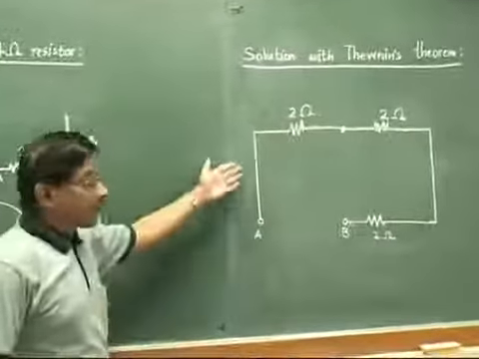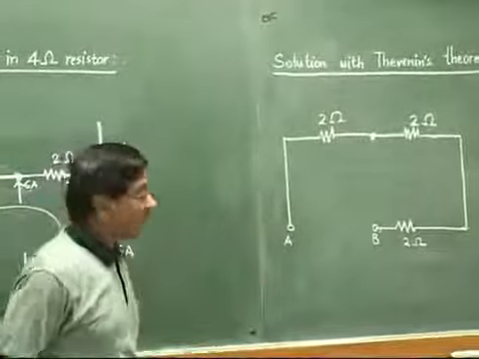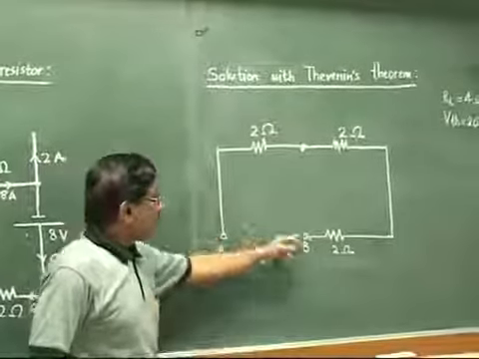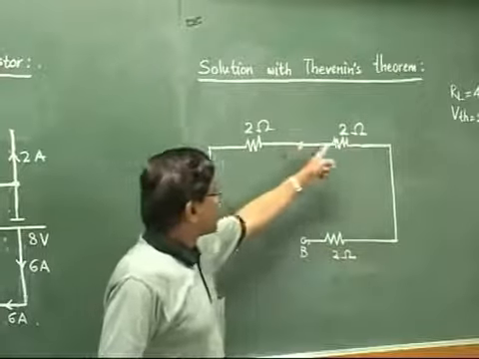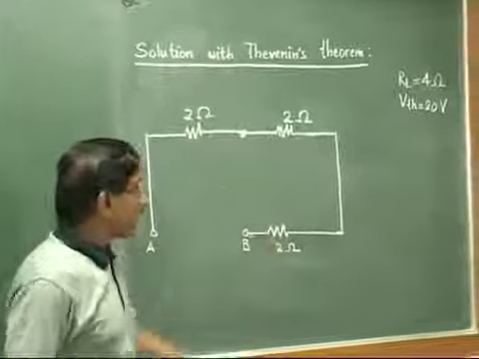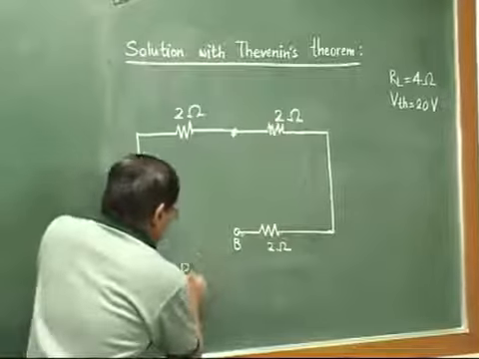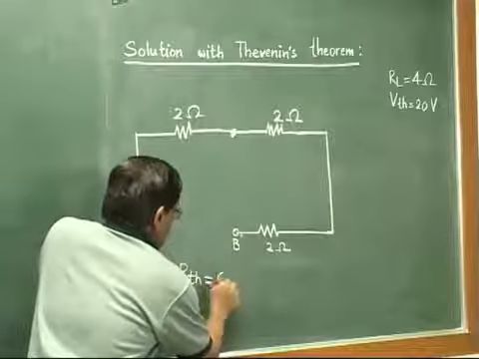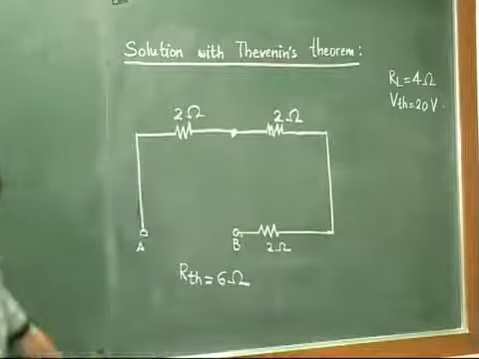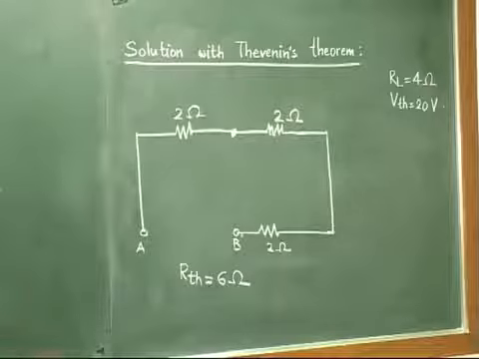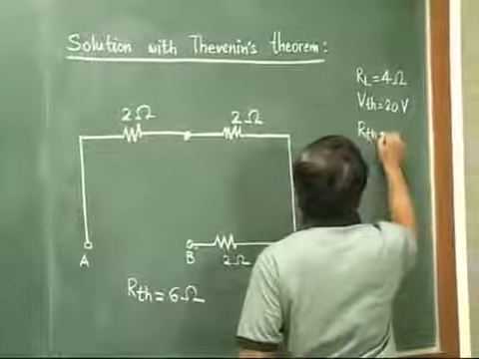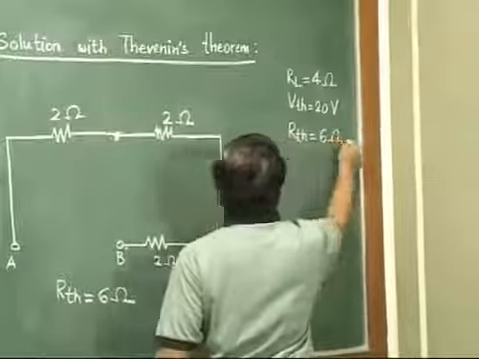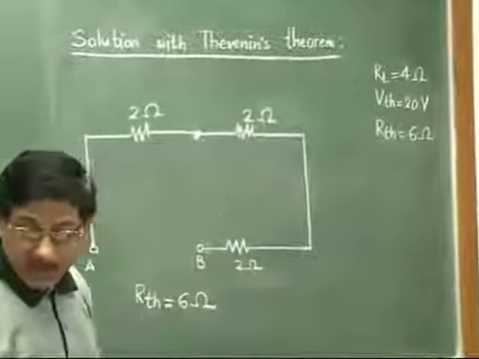And you will find that in your equivalent circuit, very simple equivalent circuit we have got, across A and B, all these three resistances are coming in series. So 2 plus 2, 4, 4 plus 2 is 6 ohm. So what is the value of RTH? RTH is equal to 6 ohm. Okay. So that is the next step that we have done. So here I will write RTH as 6 ohm. So all the three values we have calculated now.